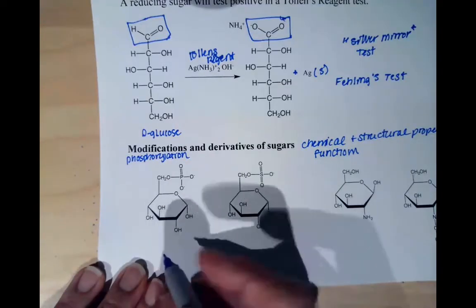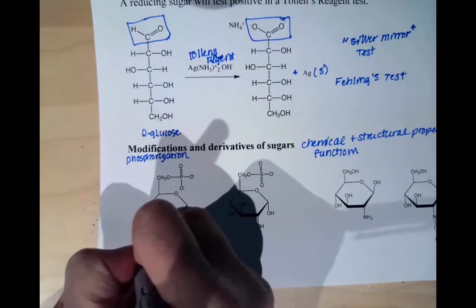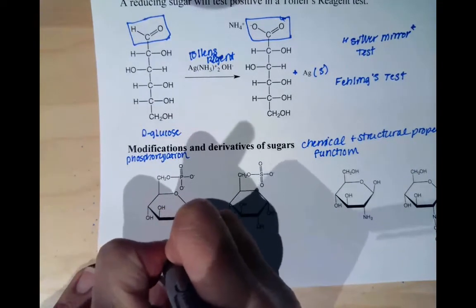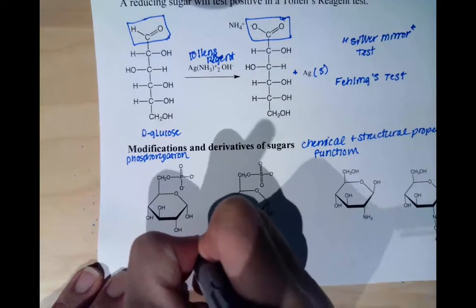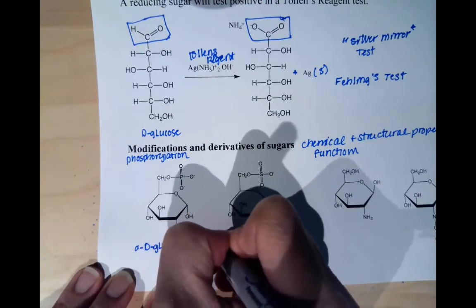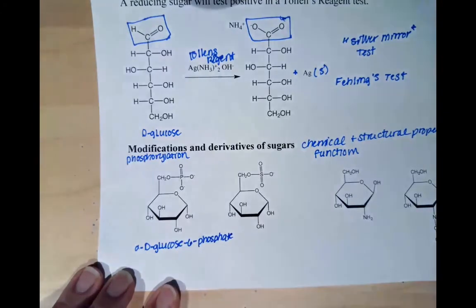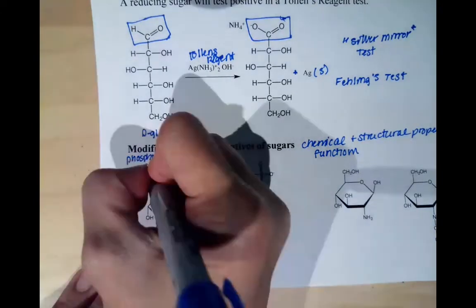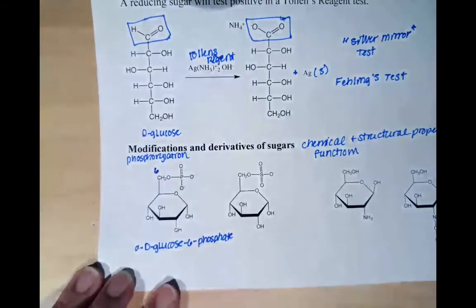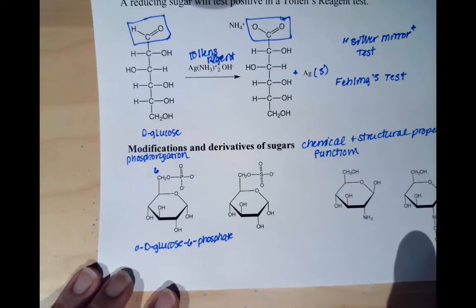So this sugar is alpha D-glucose 6-phosphate. It has a phosphoryl group connected to carbon number 6. And this sugar is produced in the first reaction of glycolysis. And the importance of phosphorylation is it actually keeps glucose in the cell. So it prevents glucose from leaking out of the cell by phosphorylating it.